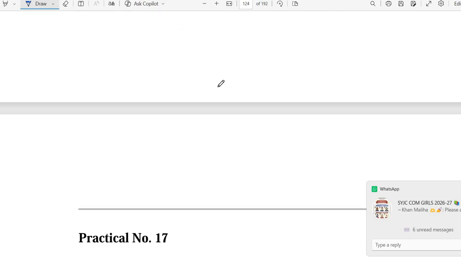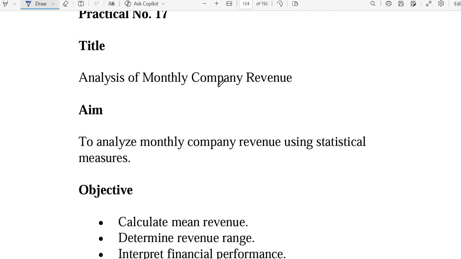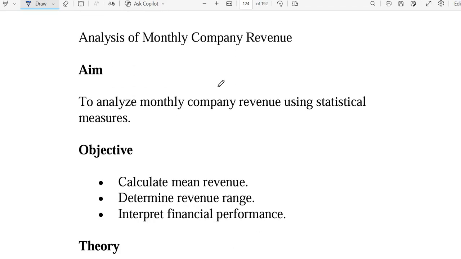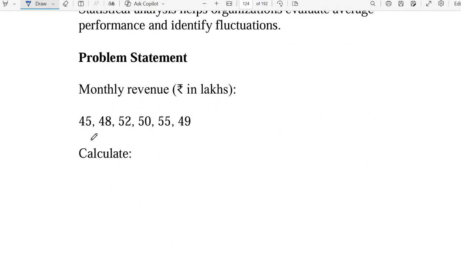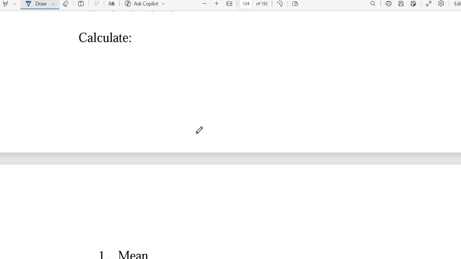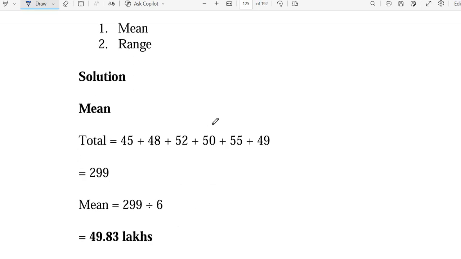Right? Now on to practical number 17, analysis of monthly company revenue. We have to analyze the monthly company revenue. Okay, so for this we have to calculate the mean. How we calculate the mean, you already know. I am not going to explain. And how to calculate the range, you already know. I am not going to explain this sum. You have to do it by yourself.